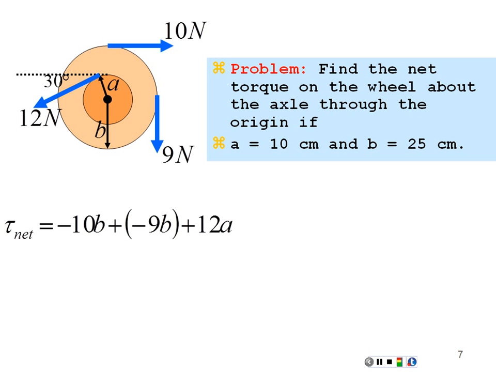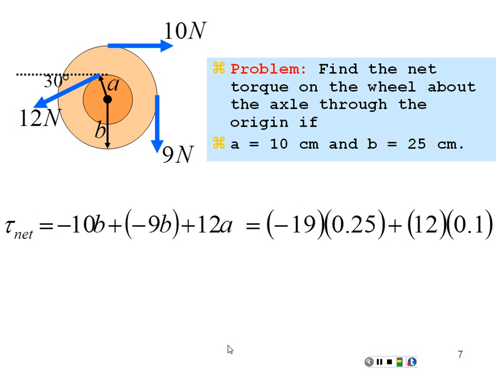So our net torque is going to be, we're going to have two negative torques because the 10 newtons and the 9 newtons are trying to make this thing rotate clockwise, which would be a negative torque, and the 12 newtons is trying to make this thing rotate counterclockwise, which would be a positive torque. So we have a negative 10 times B plus a negative 9 times B plus 12 times A, and those are our three torques. So we have a negative 19 times distance B, which is 25 centimeters or 0.25 meters.